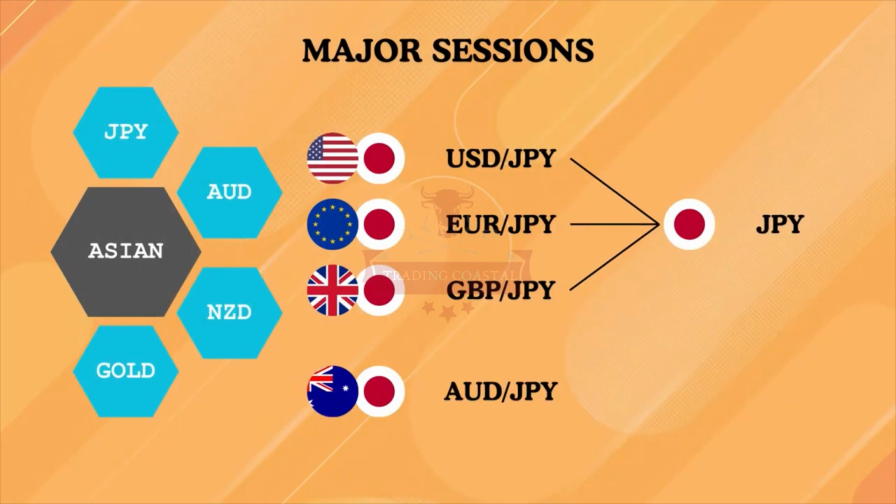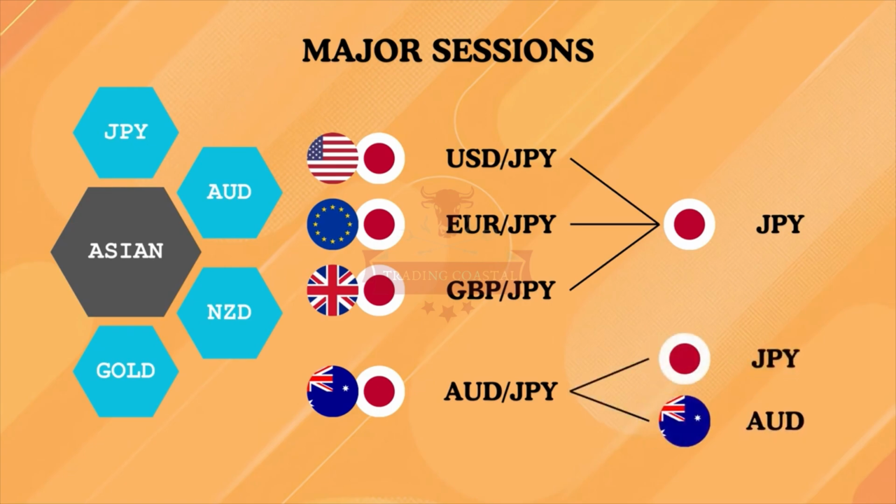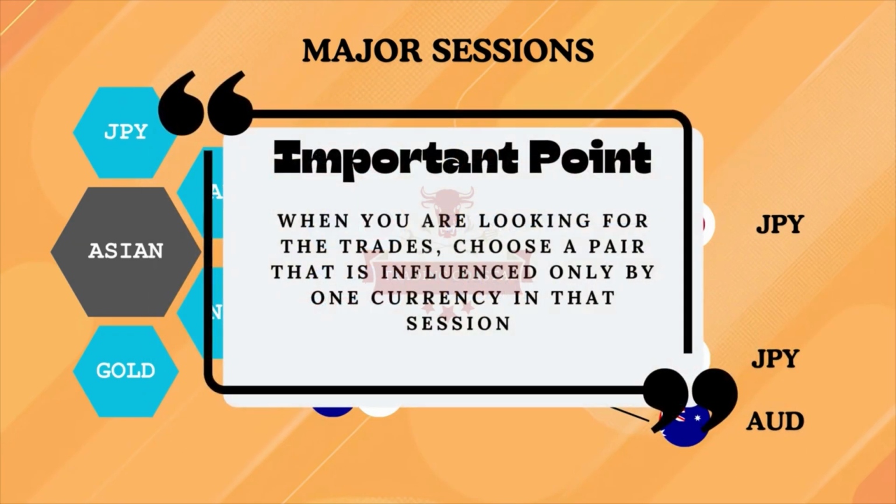But if you look at the Aussie dollar, you'll notice that it may not move as the other 3 move during the Asian session, and the reason is that both AUD and JPY are being actively traded, so now you have a fight between 2 currencies. So here comes an important point: when you're looking for trades, choose a pair that is influenced by only one active currency in that session, like pound yen, euro yen, and dollar yen in the Asian session.